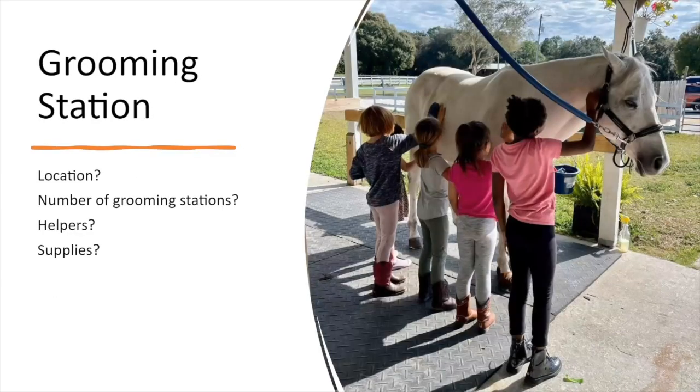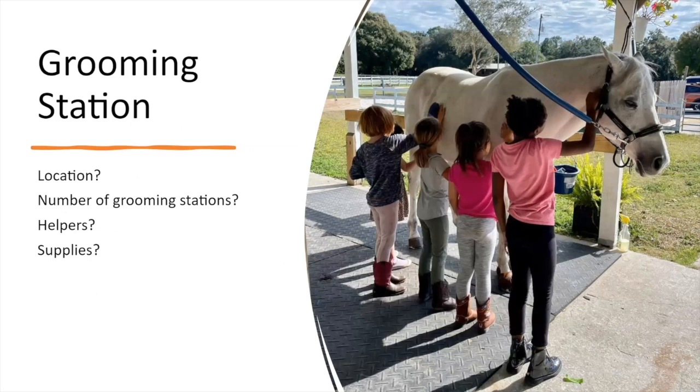My next station was, is that my next station? Yep, grooming station. So I did it in the outside cross ties. You can see right here, right behind this white horse is my small arena. And that's where the pony rides are going. So I could keep an eye on what was happening over there.